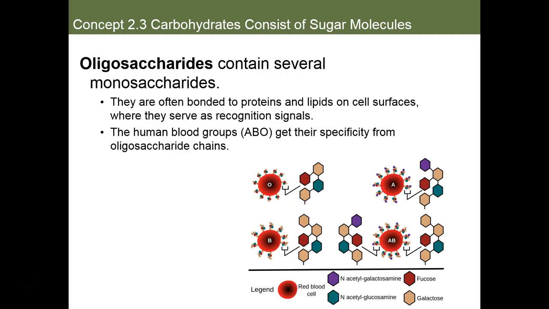An oligosaccharide contains several monosaccharides. They are often bonded to proteins and lipids on cell surfaces and used in cell signaling. Blood types get their specificity, such as A, B, or O, or positive blood, from oligosaccharide chains. You can see on the picture on the right of red blood cells. The oligosaccharides are attached in chains, which help give the red blood cells their identity.